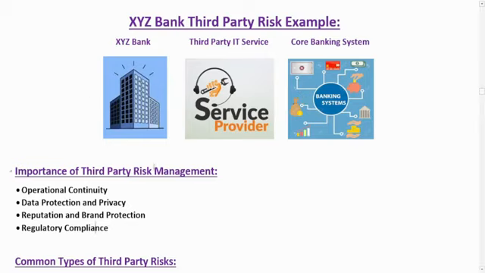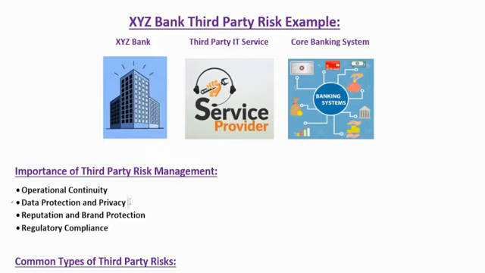Now we will understand the importance of third party risk management by using the same example of XYZ Bank. The first importance is operational continuity. Basically, third parties play a crucial role in the operations of many organizations, and managing third party risk helps ensure continuity by identifying potential vulnerabilities and by implementing measures to minimize disruptions as well. Like in our example of XYZ Bank, let's suppose that the system of the third party service provider goes down, then XYZ Bank could face operational disruption.